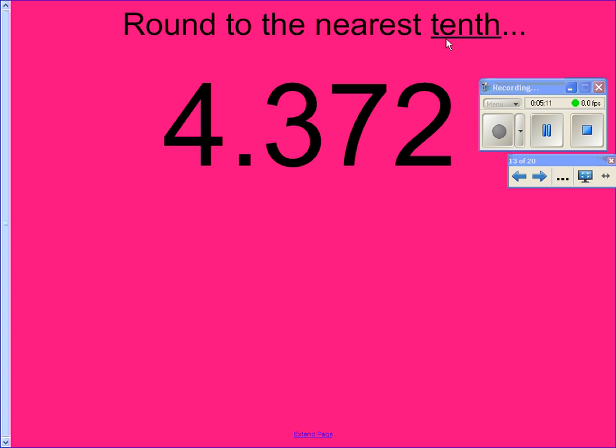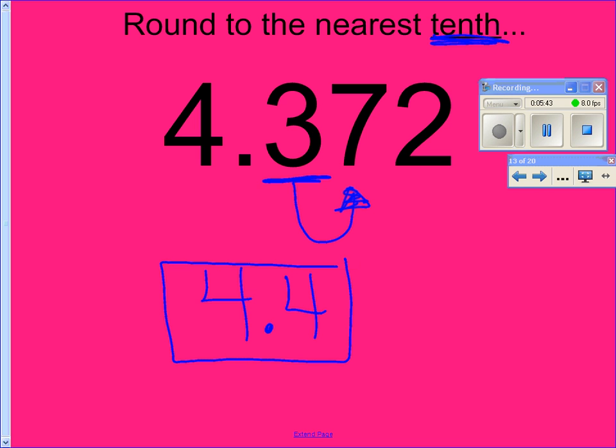This says round to the nearest tenth. The tenths place is one place after the decimal. So you're going to underline the 3. In your answer, you should only have one place after the decimal. So the 3 looks to the right, which is the 7. The 7 is greater than 5, so it tells the 3 to go up to 4. The answer here is 4 and 4/10. Notice there are no zeros after that, only one place after the decimal because you are rounding to the nearest tenths place.